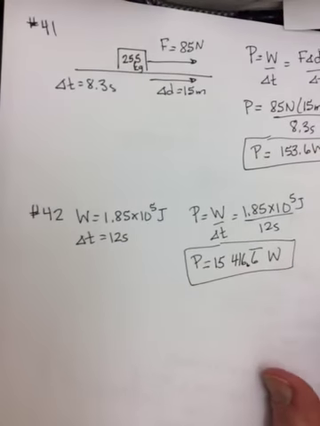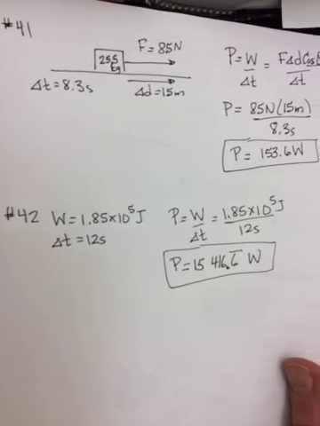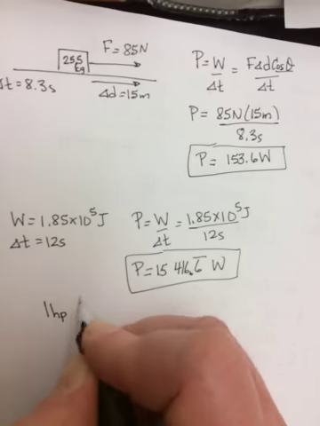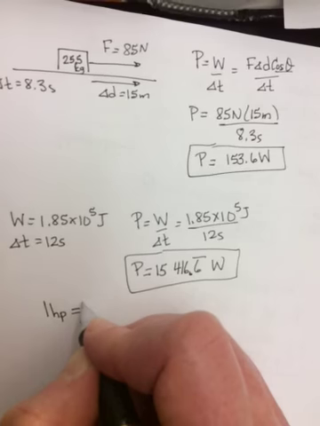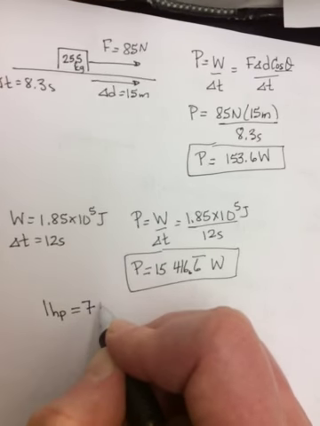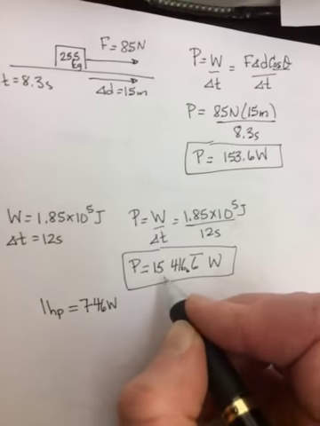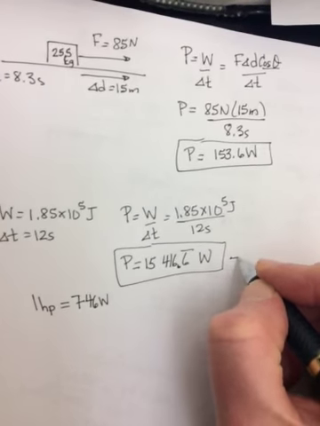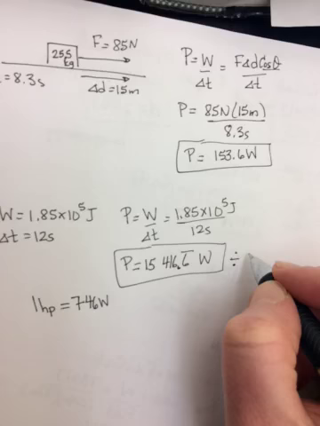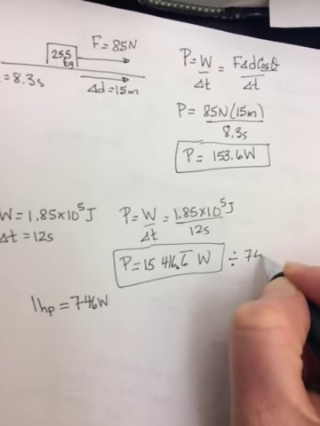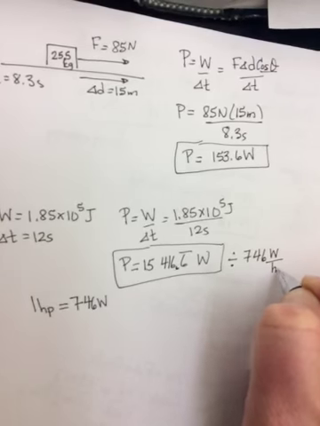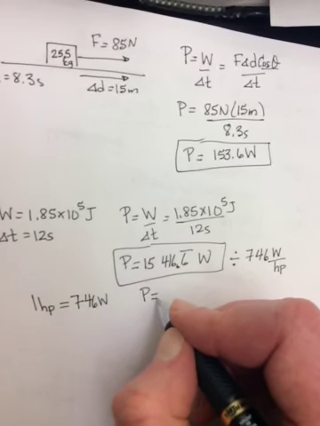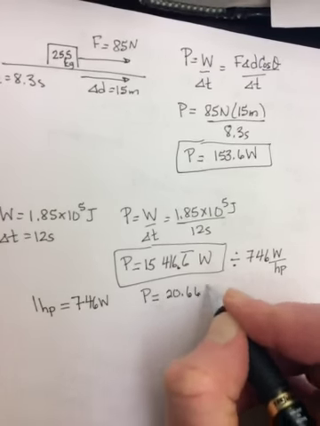Okay? And then it says in both watts and horsepower. So now at the end of class I had told you that 1 horsepower, which is the empirical unit, is equal to 746 watts. So if you have 15,416 watts, how many horsepower is that? So you would take your 15,416.6 repeating and divide it by 746 watts per horsepower. And when you do that, the watts will cancel, the horsepower will end up on top, and you get 20.66 horsepower.